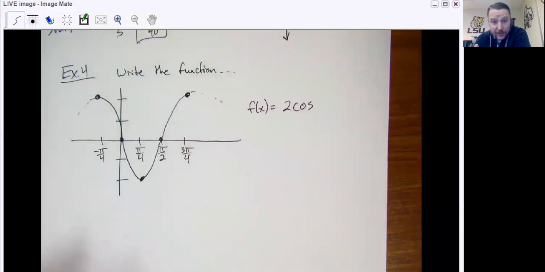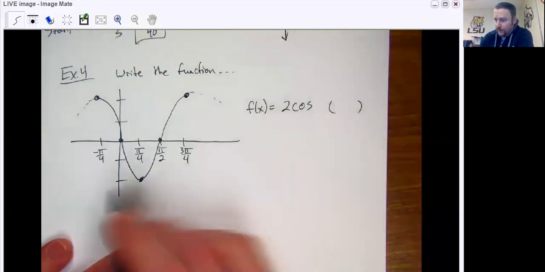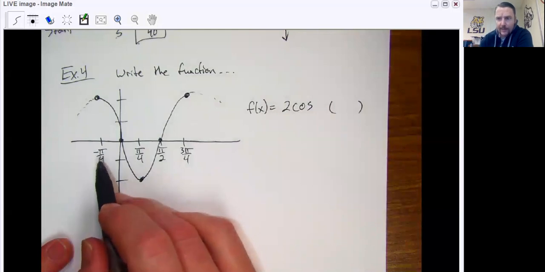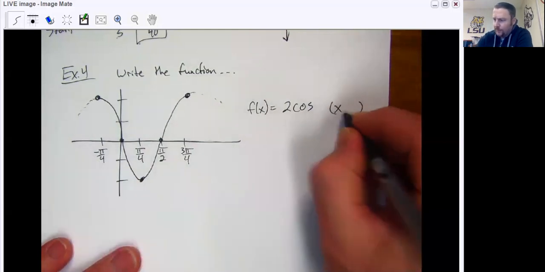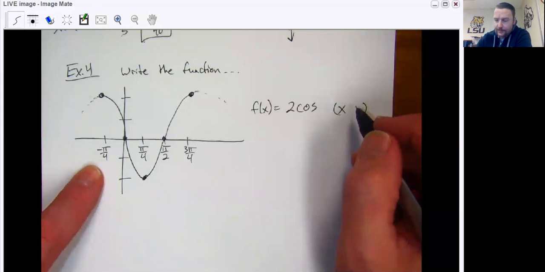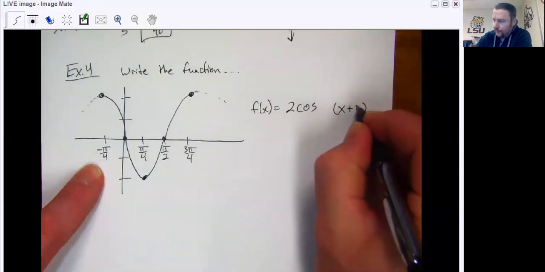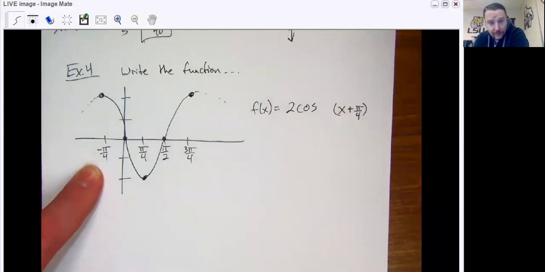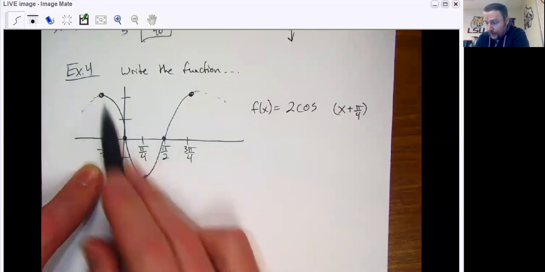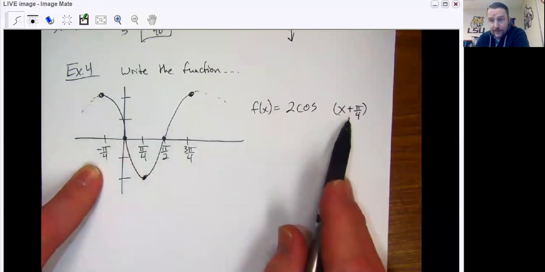Everyone should be able to get the phase shift, because you can just tell by looking at the graph what it is. So in parentheses, it looks like I started at negative pi over 4. So how do I put that in parentheses? Well, just do the opposite, a positive pi over 4. So there's my phase shift. Whatever you start at, just put that in your parentheses and do the opposite of.